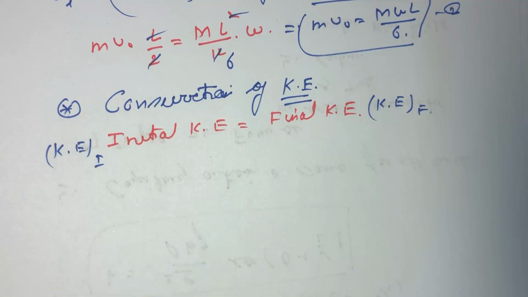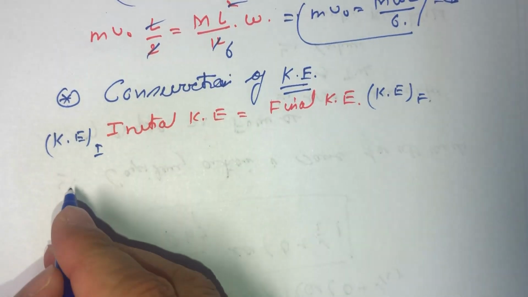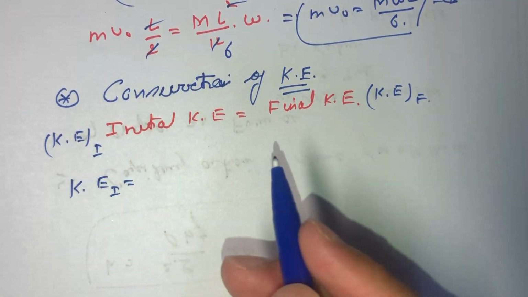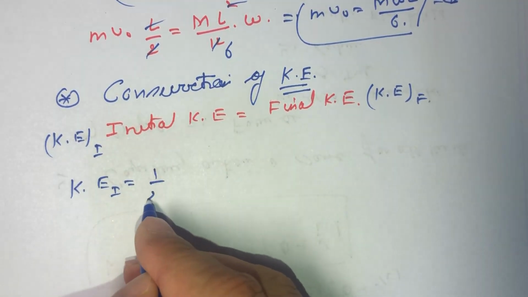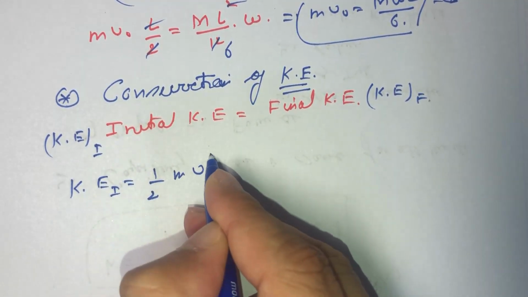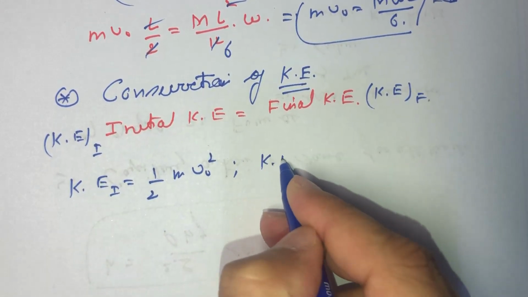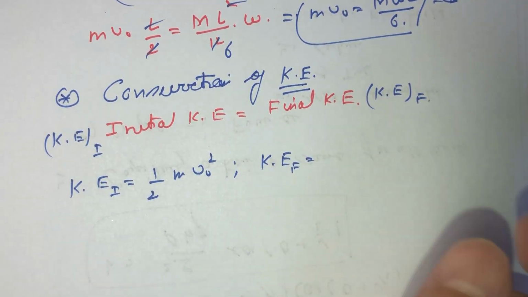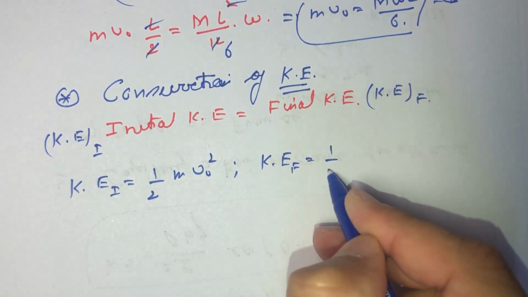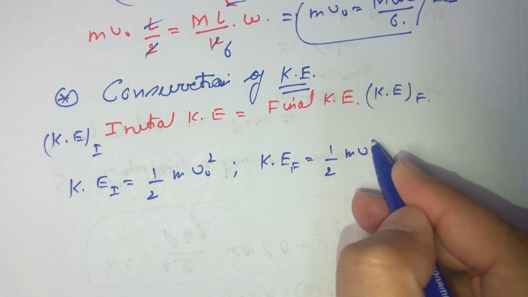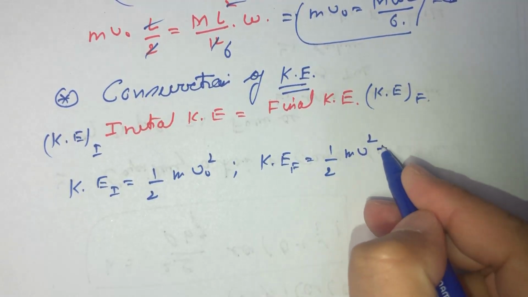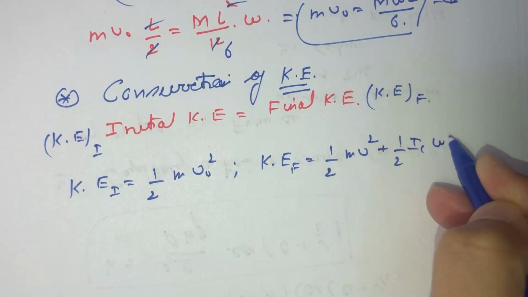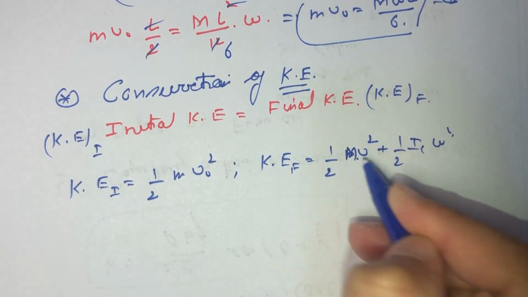So we can write that our KEI, kinetic energy initial, will be equal to, because only particle is moving, so we get half m v naught square, and kinetic energy final will be combination of both the translational as well as rotational, so we get this as half m v square plus half IC omega square, and this will be capital M.